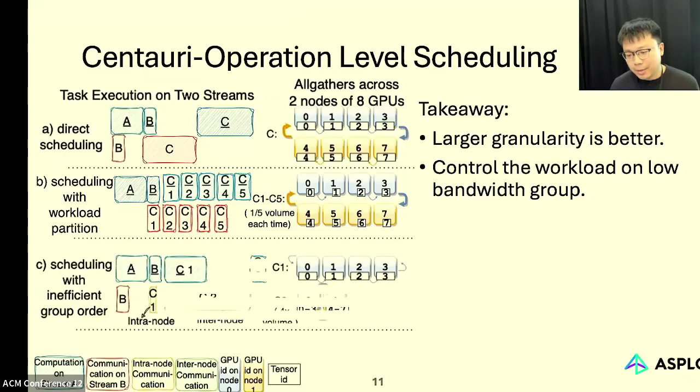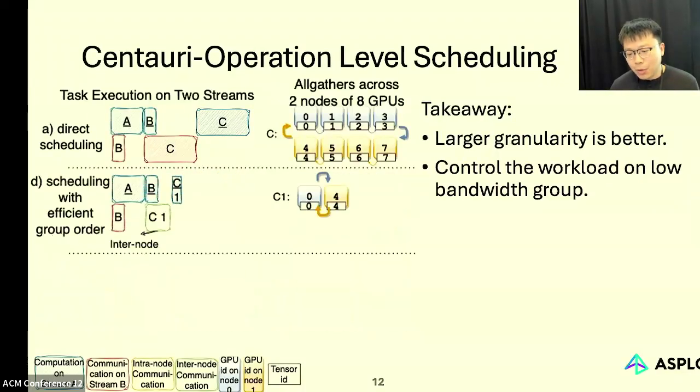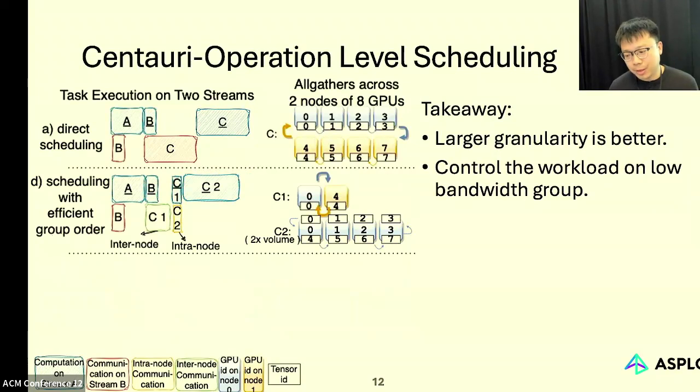An inefficient method is shown in figure C, and we just introduced this in group partition, because this scheduling results in much more internal communication volume. And a more efficient way is to adjust the group partition and order, ensuring that internode communication happens before intranode communication. This configuration will result in a smaller idle gap.